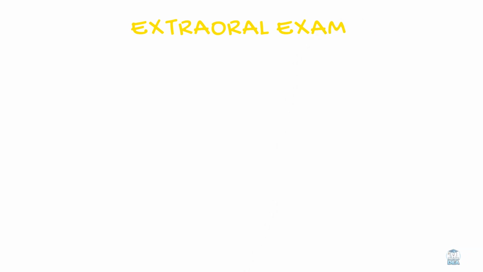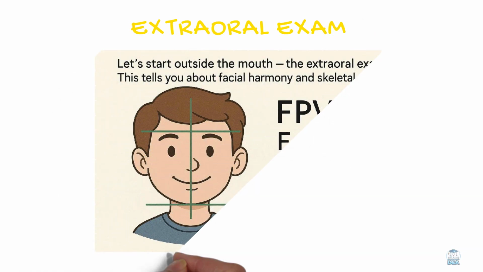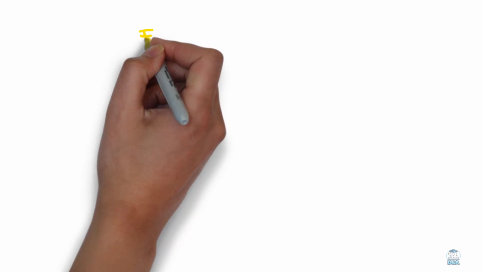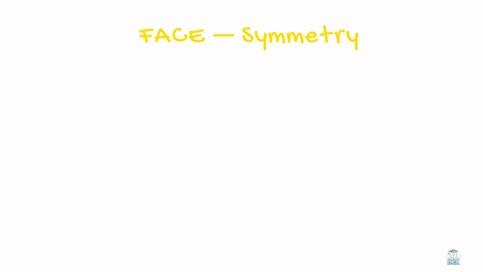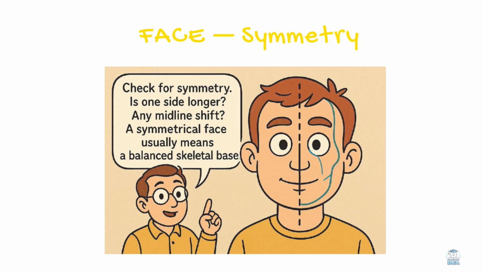Section 1. Extraoral examination. To make this easy to remember, use the mnemonic FPV. Face, profile, vertical proportions. FPV, just like face, profile, vision. First, the face. Look for symmetry. Is one side longer? Is the chin centered or shifted? Symmetry tells us a lot about skeletal balance.